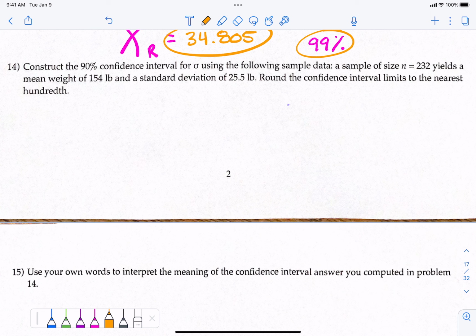All right. Sorry, guys. My recording stopped. Here we start again. We're on number 14.